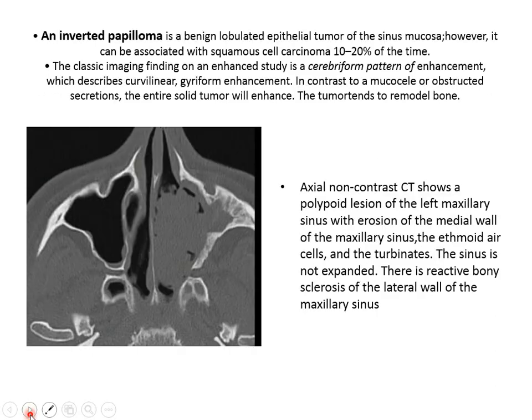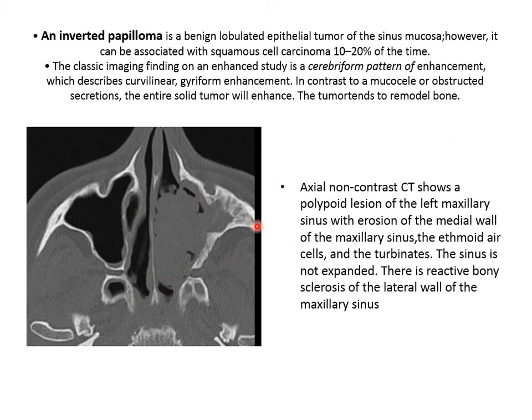Okay. An inverted papilloma is a lobulated epithelial tumor of the sinus mucosa. It can be associated with squamous cell carcinoma 10 to 20% of the time. The classic imaging finding on an enhanced study is cribriform pattern of enhancement, which describes curvilinear gyriform enhancement. In contrast to the mucocele or obstructed secretions, the entire solid tumor will enhance. The tumor tends to remodel the bone.